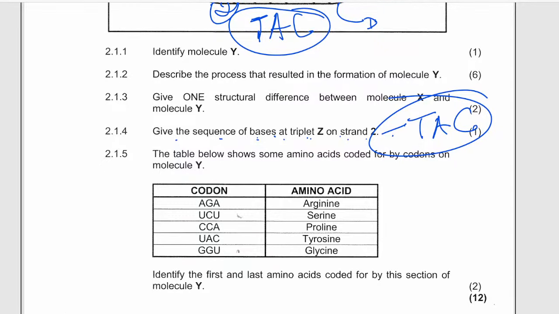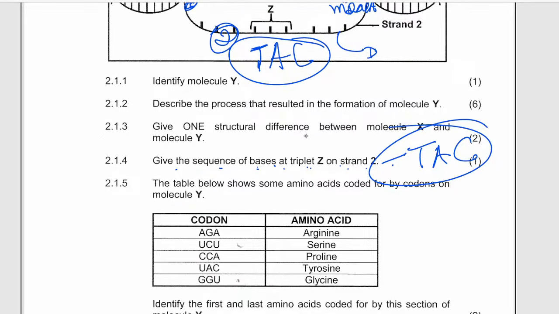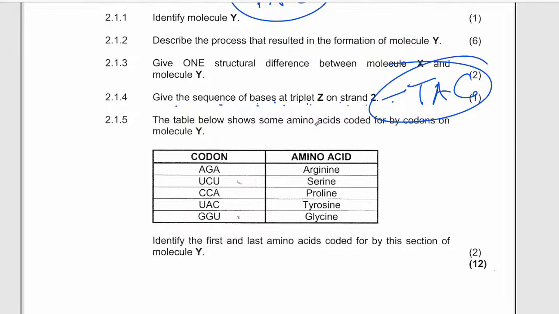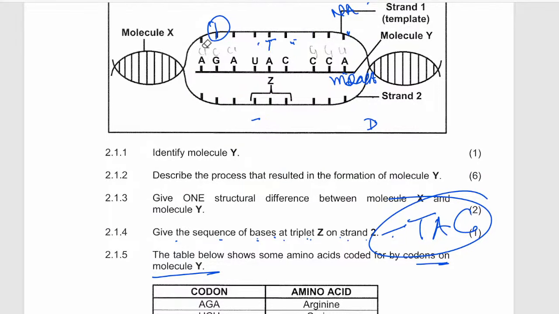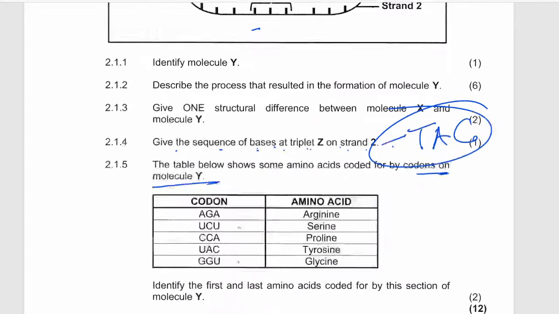All right. We continue. Give the structure difference. We are done with that. The table shows some of the amino acid coded for by codon on molecule Y. So we come back here and we look for molecule Y. Okay. Molecule Y is a messenger RNA. All right.